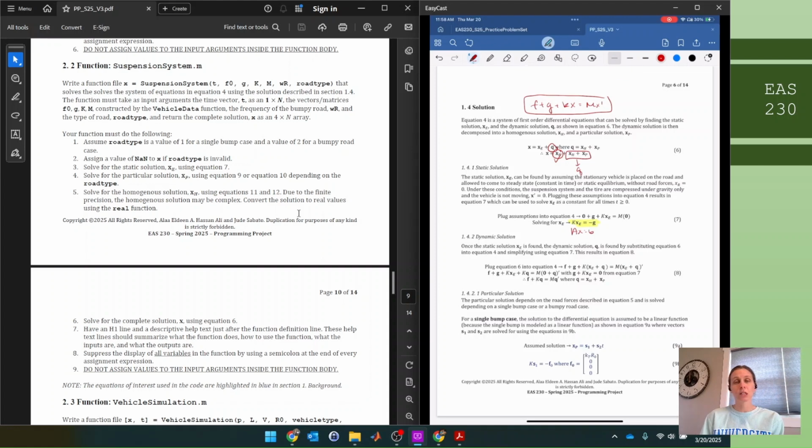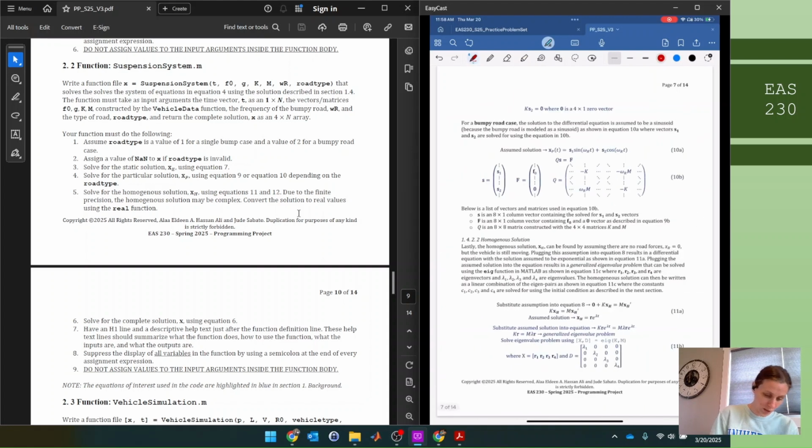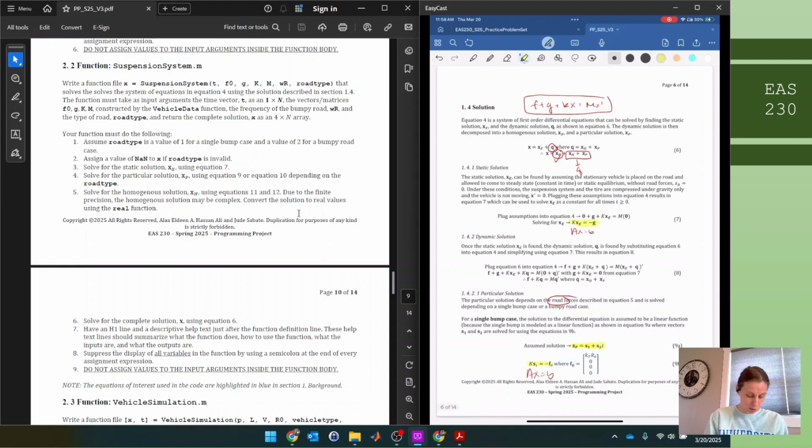So the particular solution depends on the road type, where if we have a single bump road, then here it is. XP equals S1 plus S2T. And the reason for that, it's mentioned in the document, but that's what it comes down to. Here is how you find S1. Once again, it looks like AX equals B, so solve it accordingly. And here's how we get S2. Once again, it looks like AX equals B, where 0 is my B vector, so solve accordingly. Okay, and then put it together.